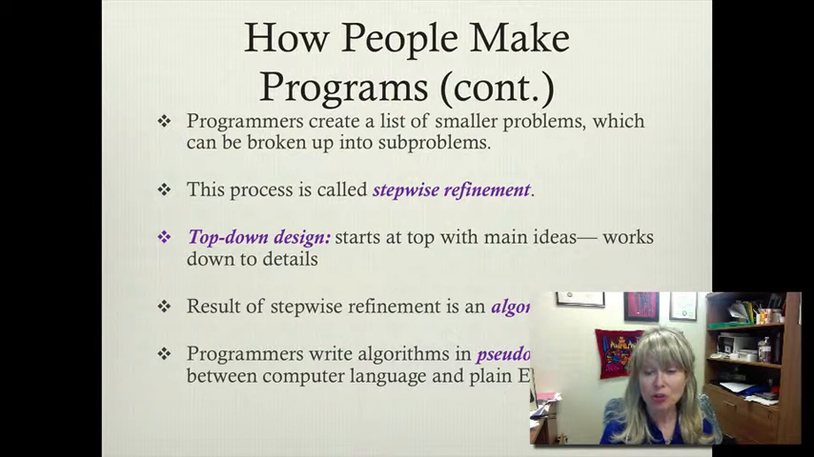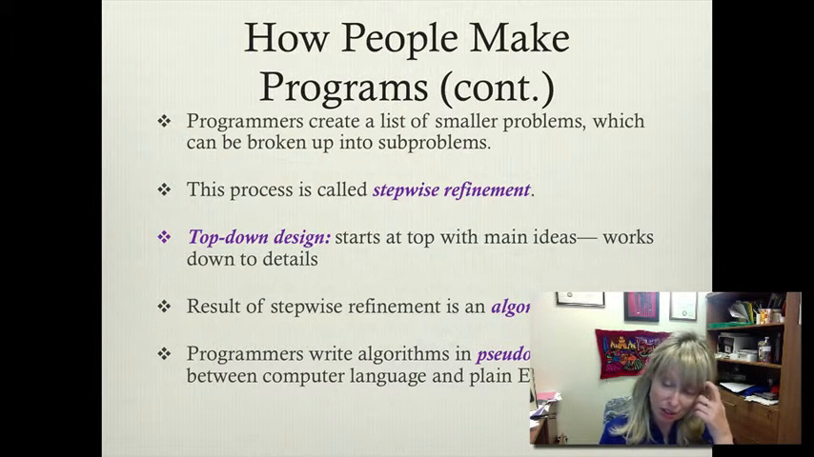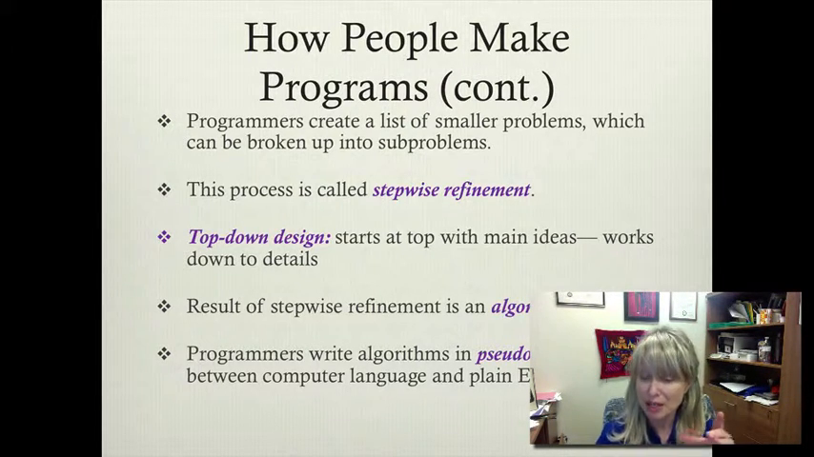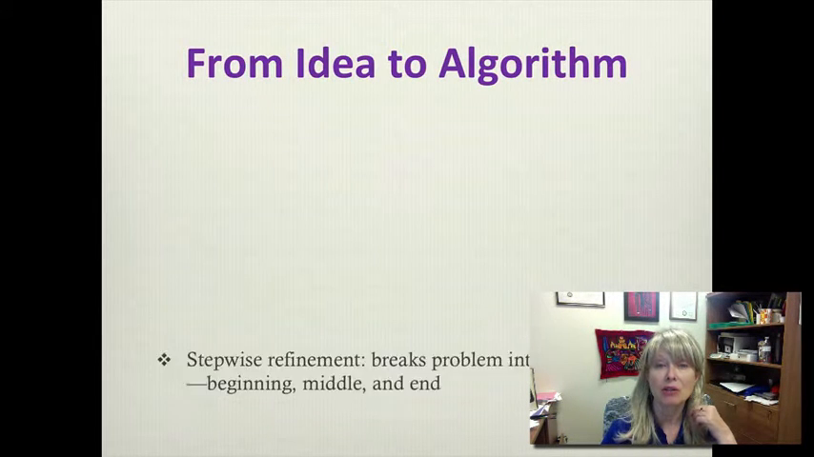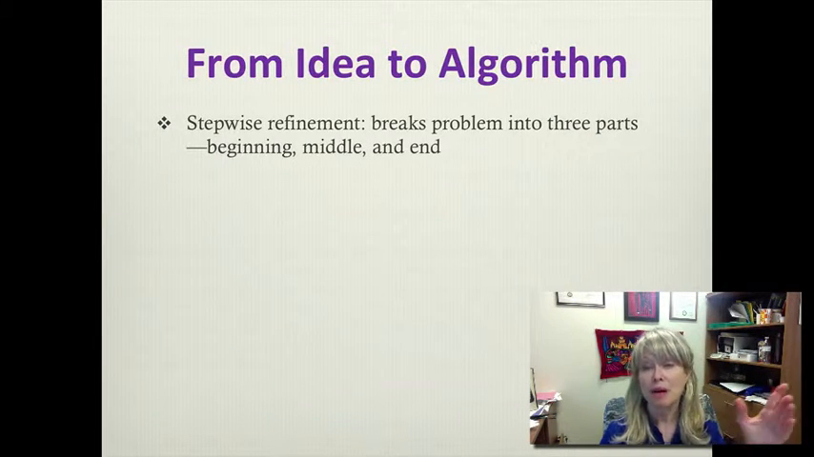Okay. Pseudocode is code that doesn't really do anything. It doesn't do detailed things. It just does enough to provide an idea. Like it might create a screen. It doesn't really process anything on the screen, but it'll show you how the screen is going to look. Okay, from idea to algorithm. Break the problem into three parts: beginning, middle, and end.